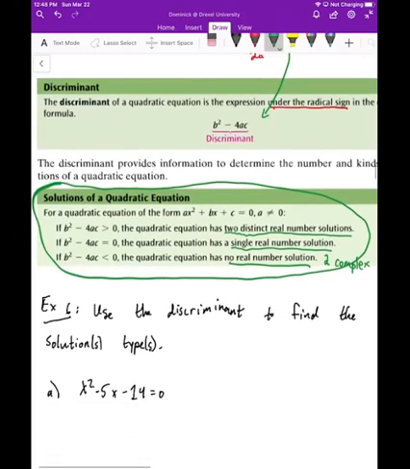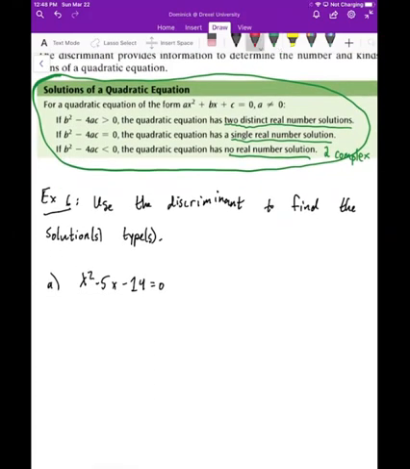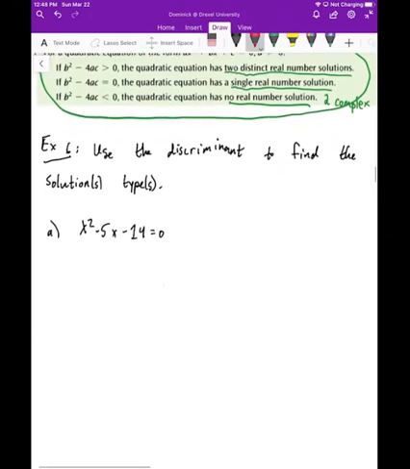All right, so let's see what we can apply that to. Now, in this example, we just want to figure out what the solution types are going to be. So all we need to do is look at b squared minus 4ac. We need to figure out what would be underneath a radical. So in this case, my a is 1, my b is negative 5, and my c is negative 14. So if we look at b squared minus 4ac, that's negative 5 squared minus 4 times 1 times c, which is negative 14. So we get 25.